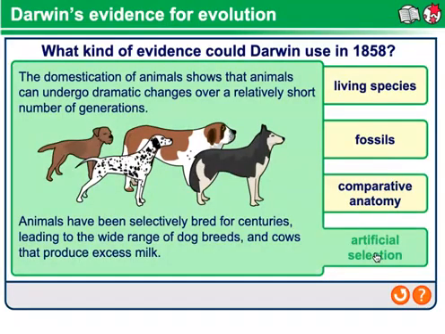Darwin also looked at this idea of artificial selection. Specifically, he looked at the domestication of animals. The domestication of animals shows that animals can undergo dramatic changes over a relatively short number of generations. Animals have been selectively bred for centuries by humans, leading to a wide range of dog breeds, cows that produce milk, along with cat breeds, and various pigeon species. As humans select for specific characteristics, organisms exhibit those characteristics.